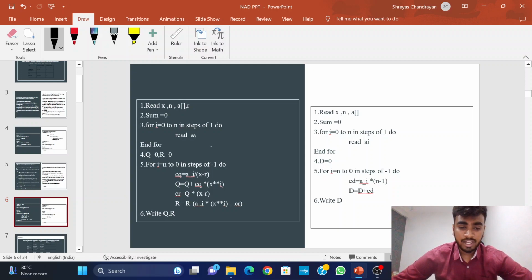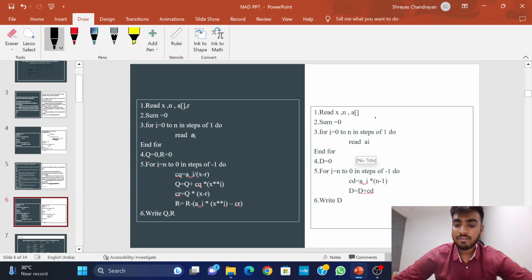For i equal to n to 0 in steps of -1: firstly, cq is equal to a_i divided by x minus r. Q is equal to q plus cq times x^i. Then cr is equal to cq times x minus r, and r is equal to r plus a_i times x^i minus cr. Then write q and r.